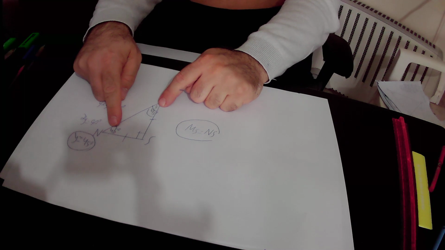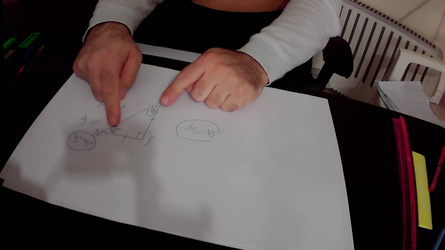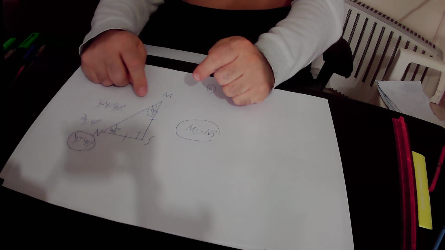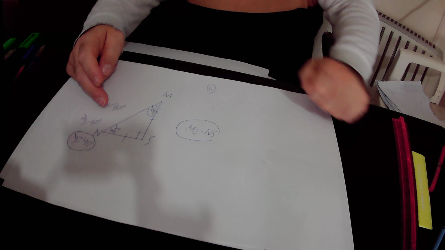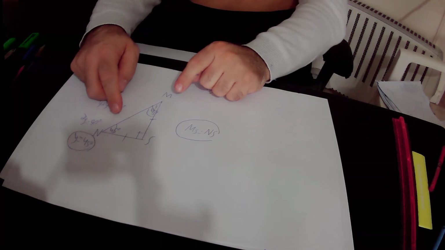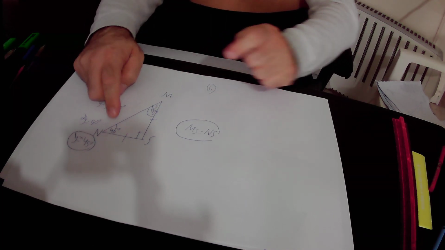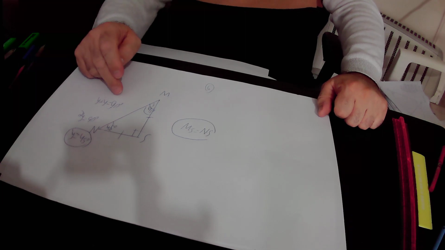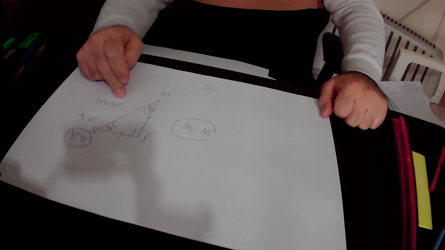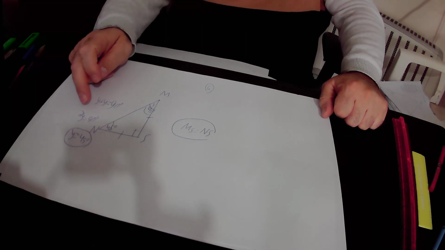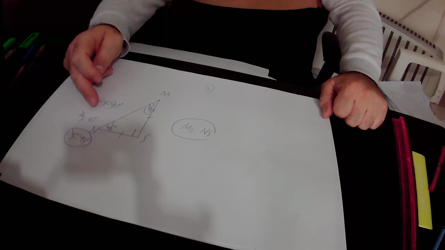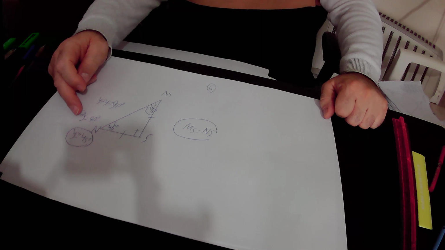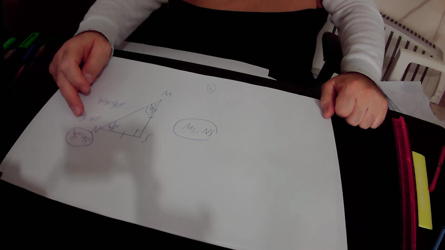So those two angles must be equal to each other because they are located in front of equal sides. So if one angle is y, the other angle must also be equal to y. So y plus y must be equal to 90 degrees, according to the rule that the sum of the angles in any triangle is equal to 180 degrees. So we got that 2y equals 90 degrees. We divided this equation by 2 and we got that y equals 45 degrees.